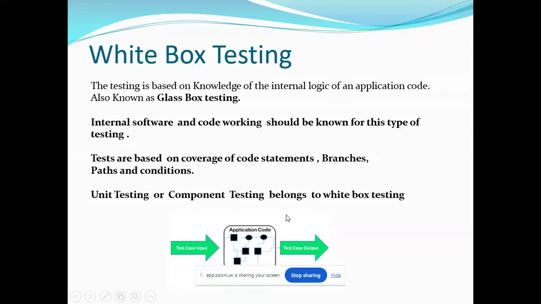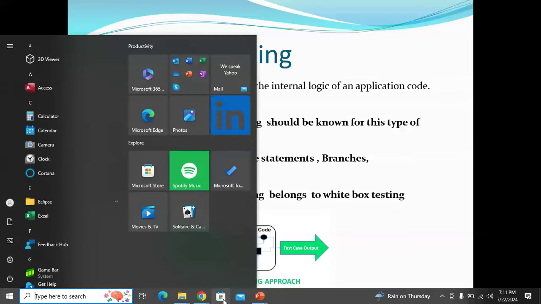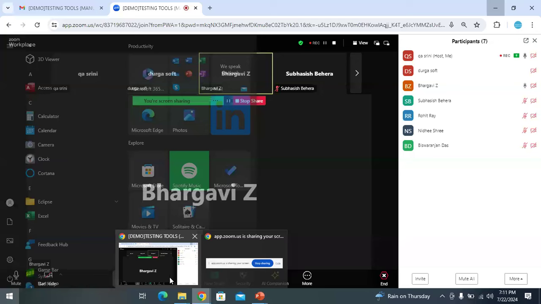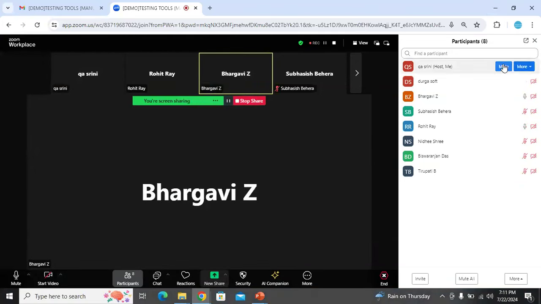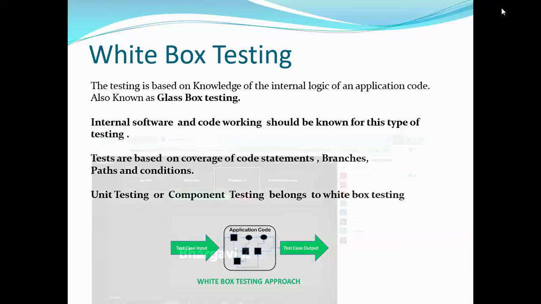Why do they call it a white box? Can anyone answer? They could call it a pink, red, green or yellow box. They can call it any name, right? But why do they call it a white box? Anybody?